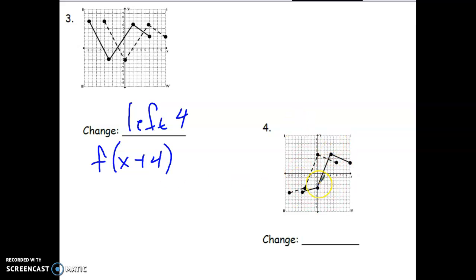Okay, let's look at number 4. How has the dashed one moved to become the solid one? 1, 2, 3, 4 places to the right. Every point has been moved to the right 4 places. So if plus 4 moved it to the left, what do you think is going to move it to the right? If you guessed minus 4, you were correct. That's f of x minus 4 with the x minus 4 in parentheses because we're moving to the right.